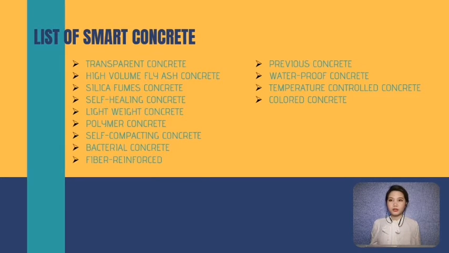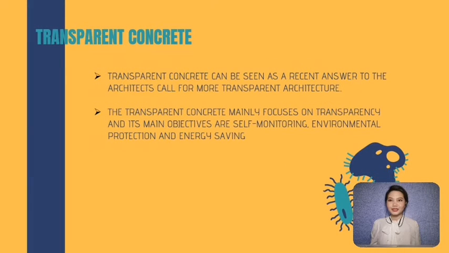Some of the popular branches of smart concrete are transparent concrete. Transparent concrete can be seen as a recent answer to the architect's call for more transparent architecture. Transparent concrete mainly focuses on transparency, and its main objectives are self-monitoring, environmental protection, and energy saving.